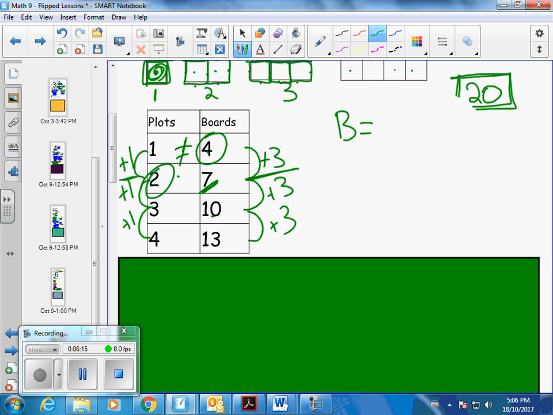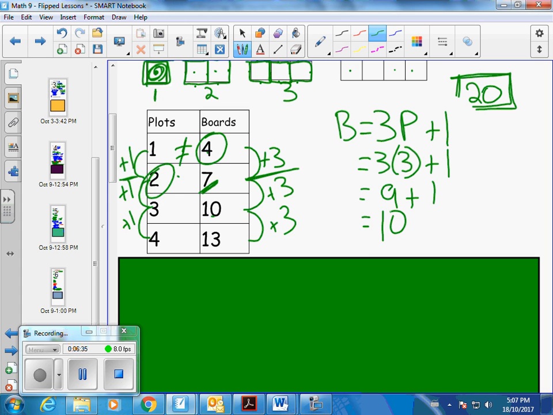Boards equals 3 times the number of plots plus 1. Go ahead and check it out. Let's try it with the number 3, as if we have 3 plots. So I've got 3 times 3 plus 1 equals 9 plus 1. So my number of boards is 10. Does that match with the table of values we have?